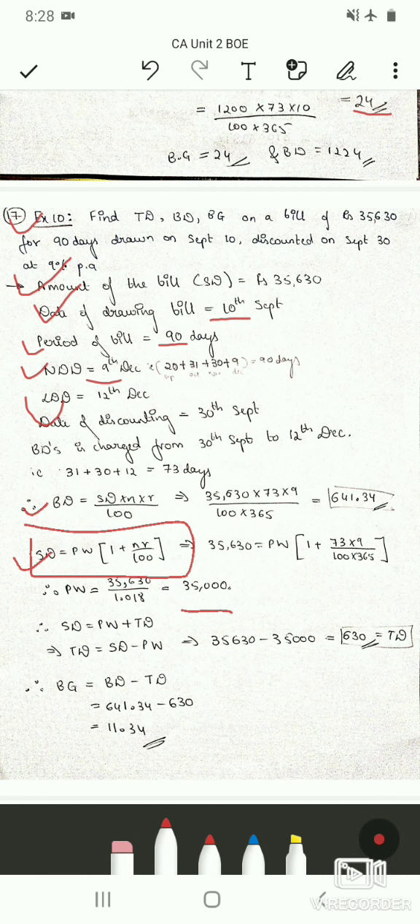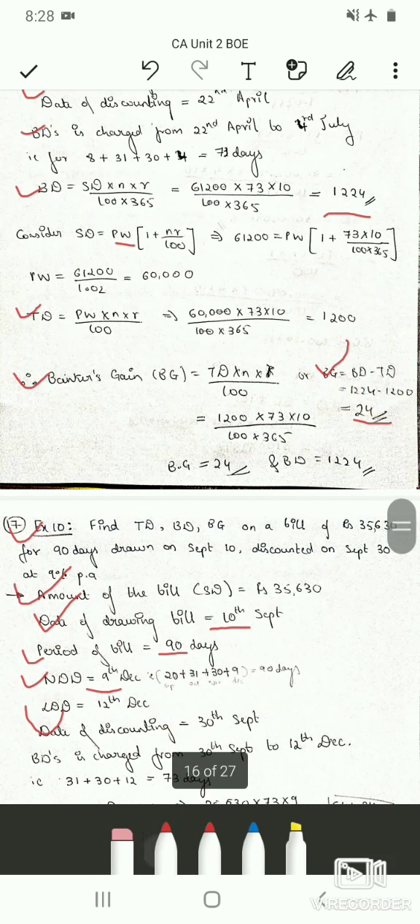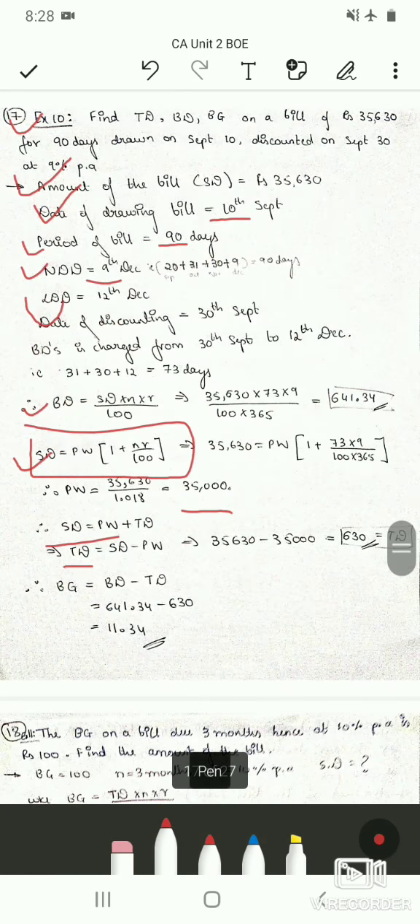There is one more thing you can do. You can find out true discount directly when you have banker's discount and present worth. Here we have solved using the formula. If not, you can use the relation between these three and find out the true discount. Then banker's gain will be the difference between the two.